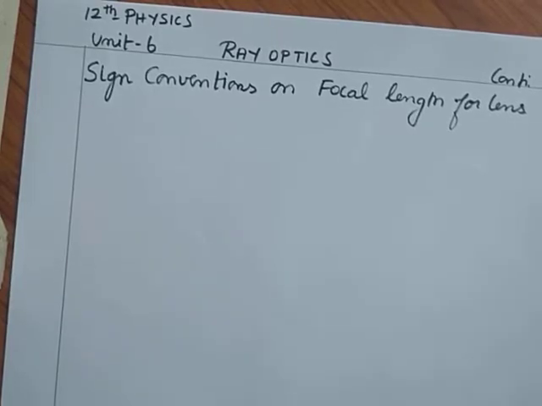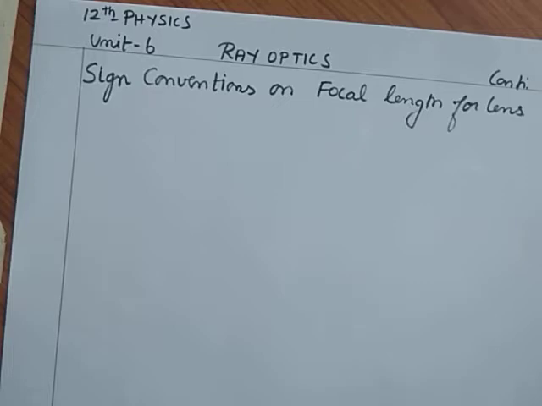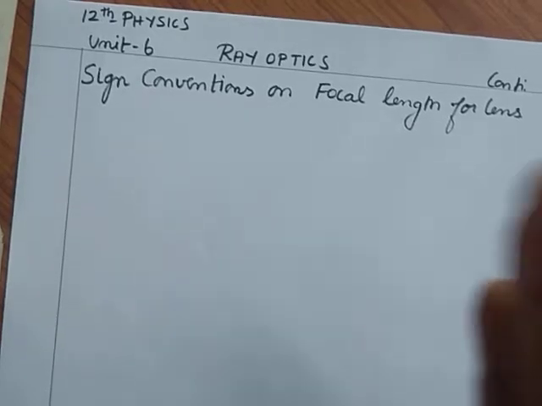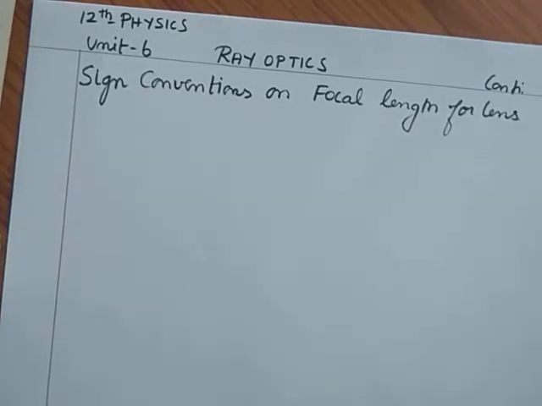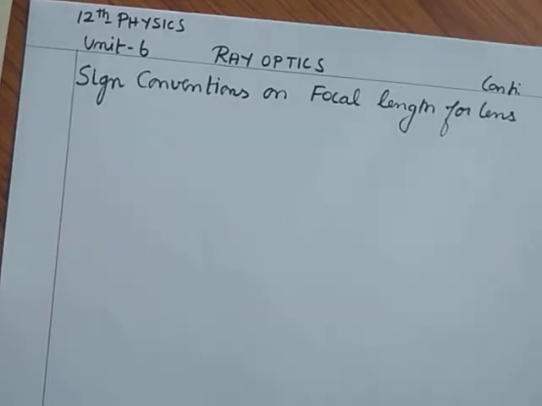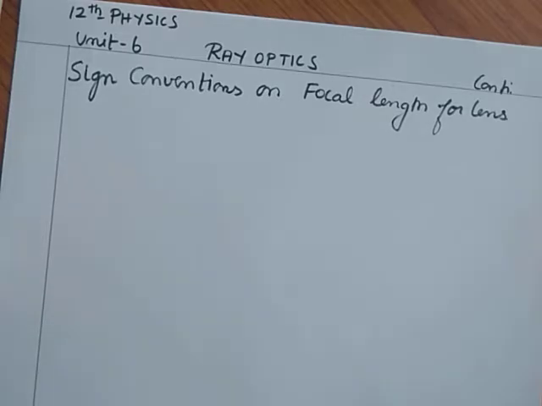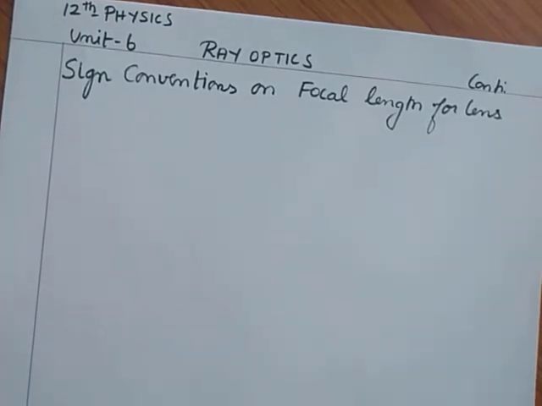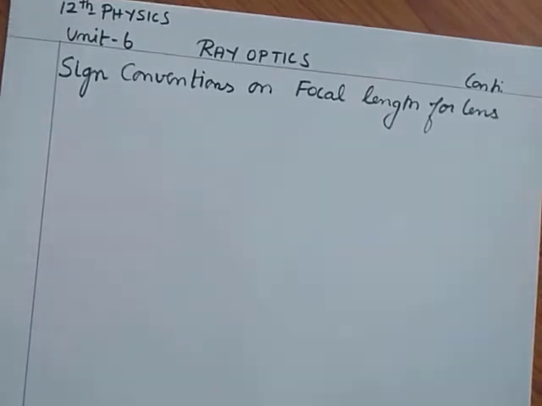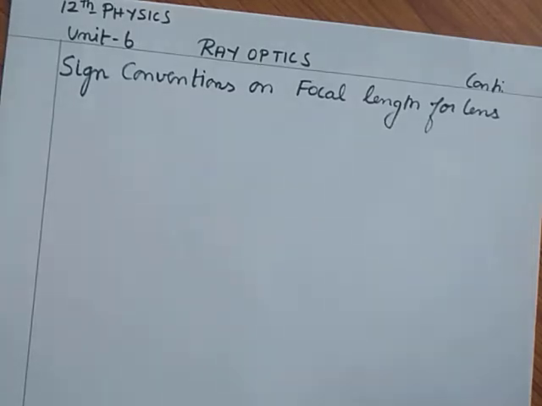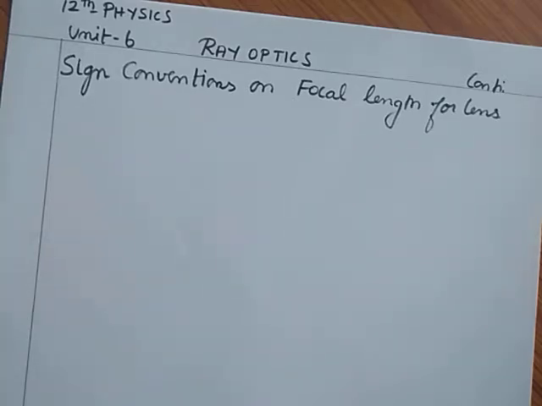First condition: the sign of the focal length is not decided by the direction of measurement of the focal length from the pole. In our previous session on spherical mirrors, we considered all distances from the pole of the mirror. Here also we consider distances from the pole of the lens, but we won't decide the focal length's sign that way.